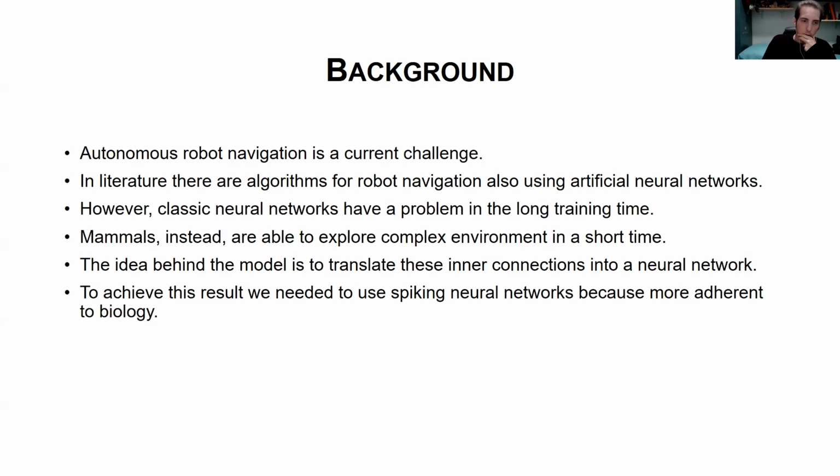If we take a look at mammal biology, in particular humans, of course, we have the ability to explore complex environments and find the exit of a complex environment in a short time. This tells us that something is missing in the reproduction of basic cognitive functions. So the idea behind the model is to translate this inner connectivity inside the brain into a neural network. To achieve this result, we need to use spiking neural networks because they are more adherent to biology.